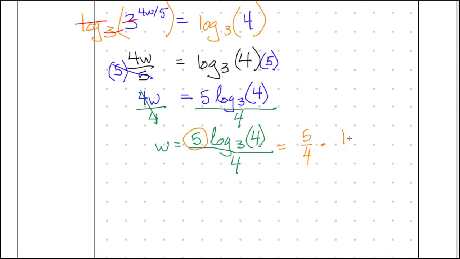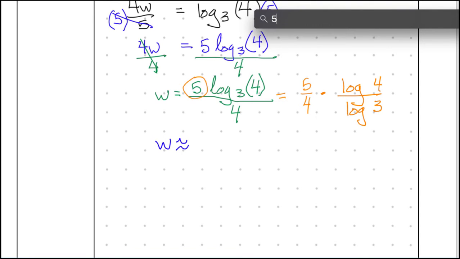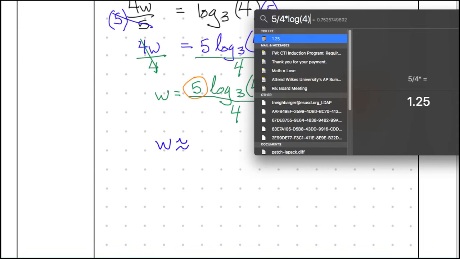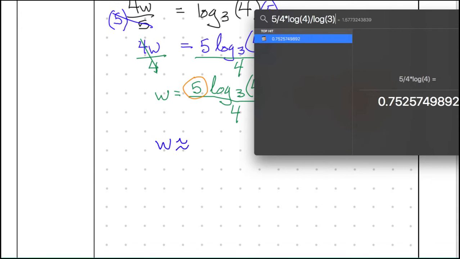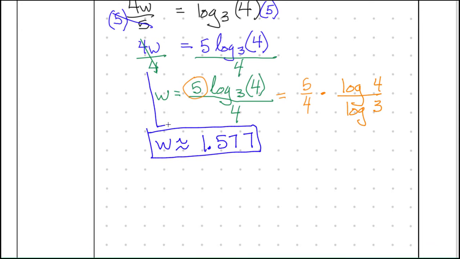Can someone help me do this? Log of what on the top? Log of 4. Log of what on the bottom? Log of 3. There it is. Therefore, W is approximately 5 divided by 4 times log of 4 divided by log of 3, and that's about 1.577. So those are our 2 answers.